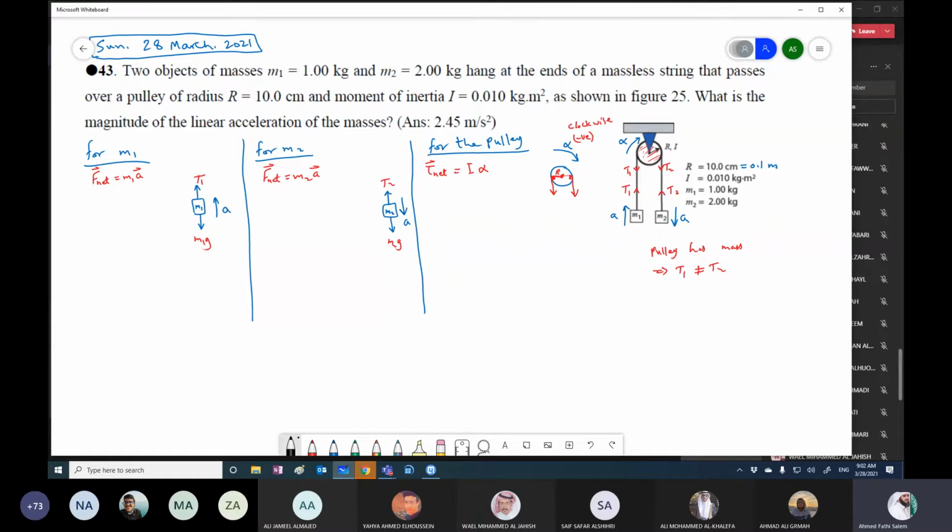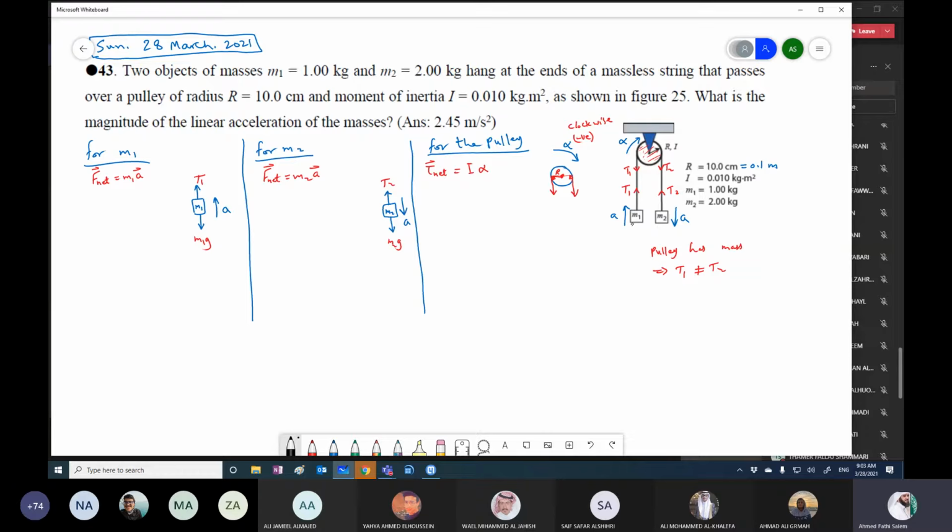Notice that he didn't say that the pulley is massless, as was the case in chapter number 5 and 6. But now he gives us the rotational inertia, or moment of inertia, 0.01 kilogram meter square. So we cannot ignore the pulley, and we need to consider it for the analysis of the motion. So we'll apply Newton's second law for M1, for M2, and for the pulley as well.